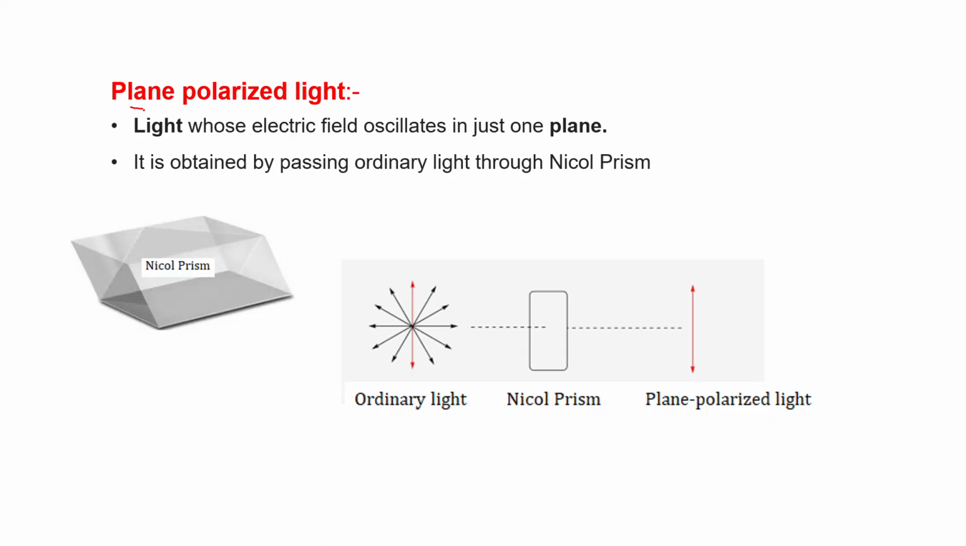First one is plane polarized light. Light whose electric field oscillates in just one plane is known as plane polarized light. It is obtained by passing ordinary light through a Nicol prism. This is a special type of prism which is made from special materials. This is the ordinary light. Its oscillations are in all the planes, all the sides. When this light is passed through the Nicol prism, its oscillations are restricted to only one plane. This type of light is known as plane polarized light.